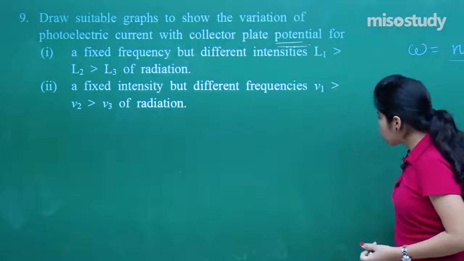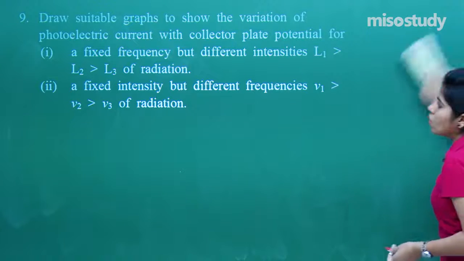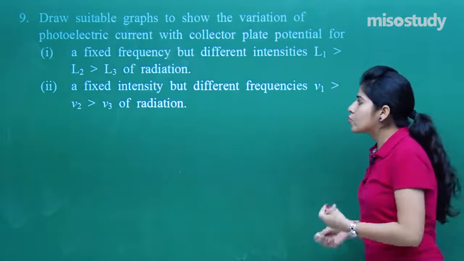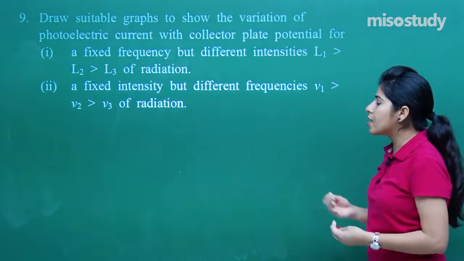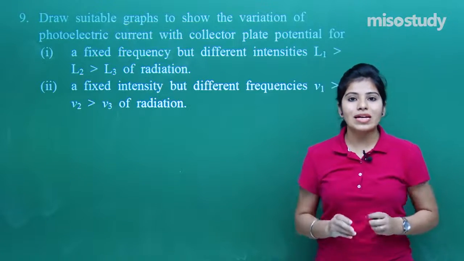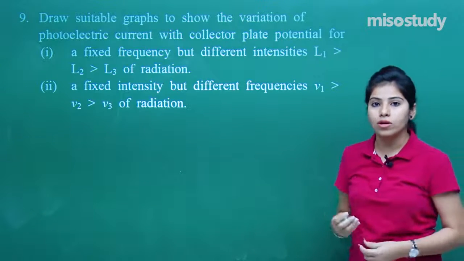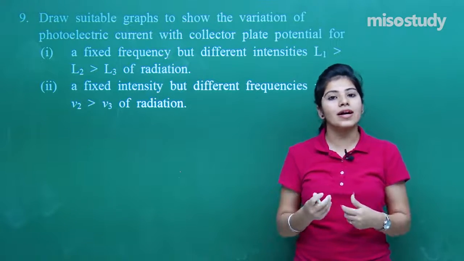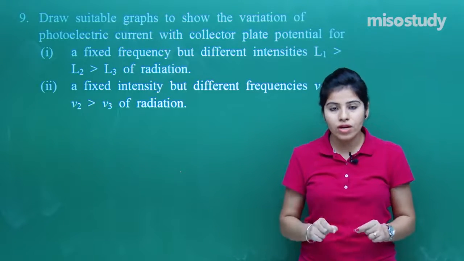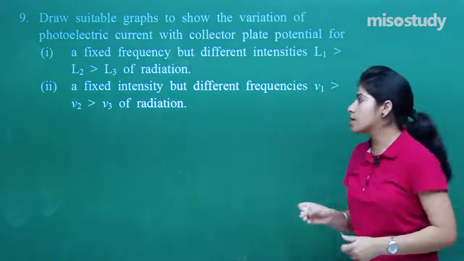Draw the suitable graphs to show the variation of photoelectric current with the collector plate potential for a fixed frequency but different intensities, L1 greater than L2 greater than L3, of radiation. In the second part, a fixed intensity but different frequency. Let me tell you that these are the important graphs of the chapter that you have to learn on your own and basically understand. If you understand, you can make the graph very easily. I am going to tell you one trick that will make this concept easier to understand.